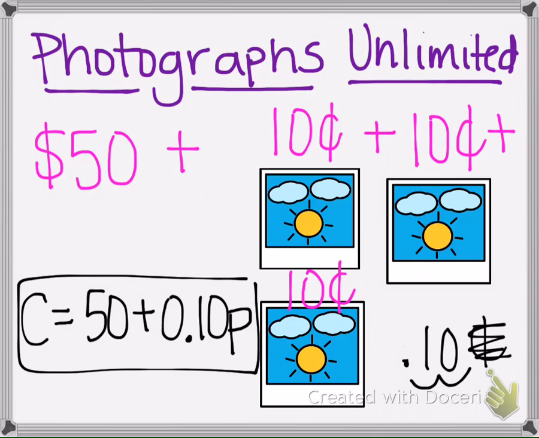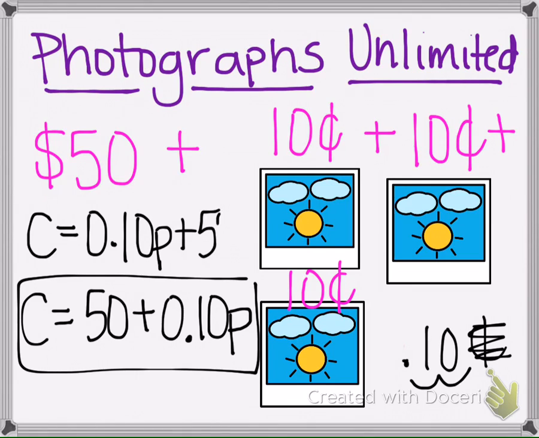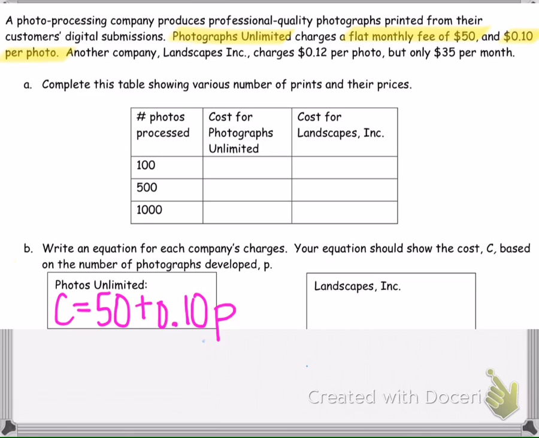Now, we could also write that using the commutative property. If we switch the order around, we could also write it like this. So it doesn't matter which one goes after the equal sign. And remember also that when we write decimals, we don't need a 0 at the end of a decimal. So this would also work.